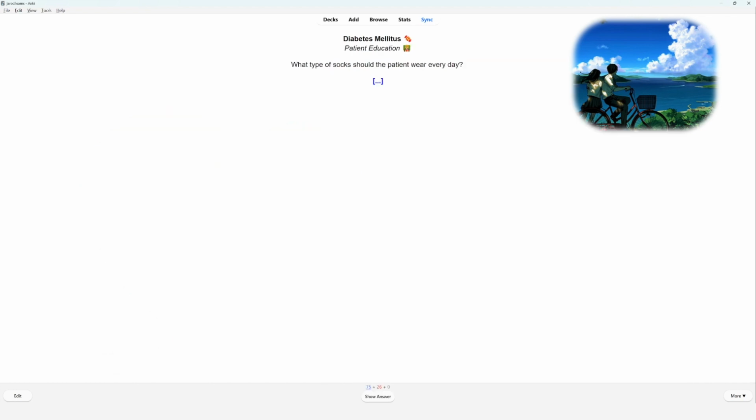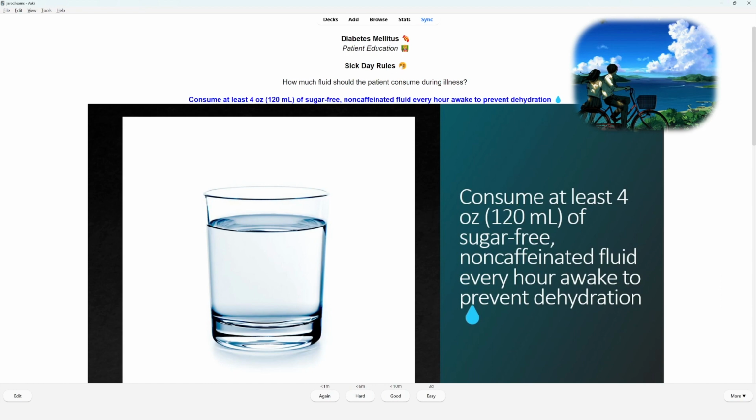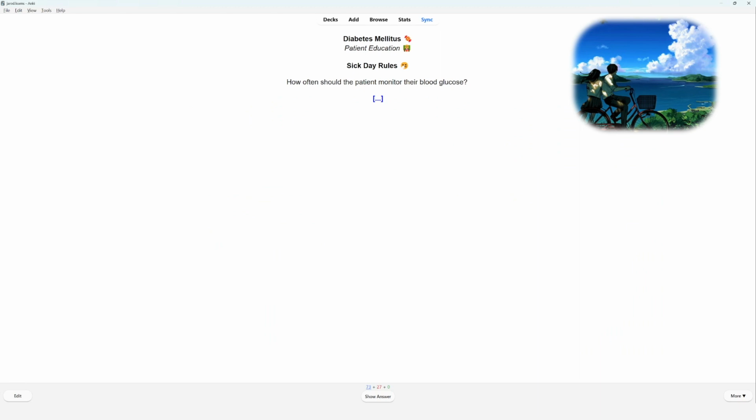Type of sock should be cotton socks. How much fluid should the patient consume during illness? Something every hour, assuming at least 4 ounces. Okay, every hour. Okay, do that again. How often should the patient monitor their blood glucose? Every 3 to 4 hours.